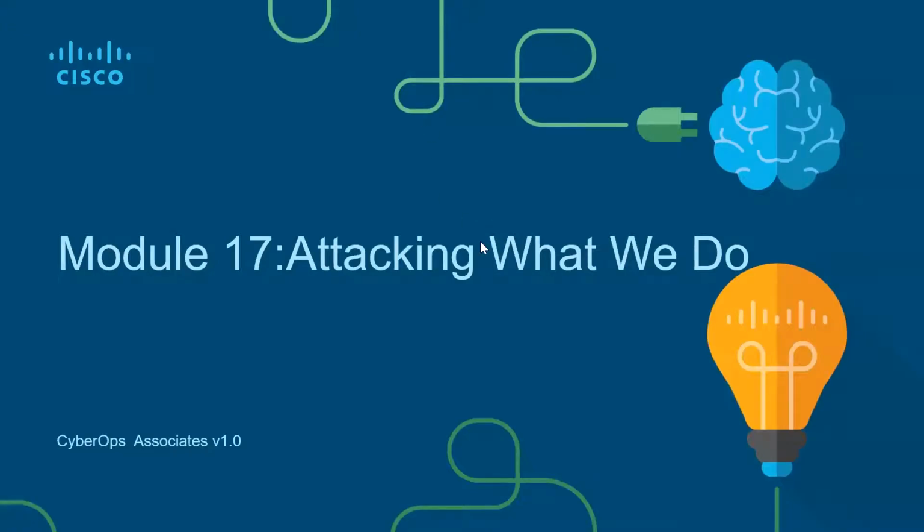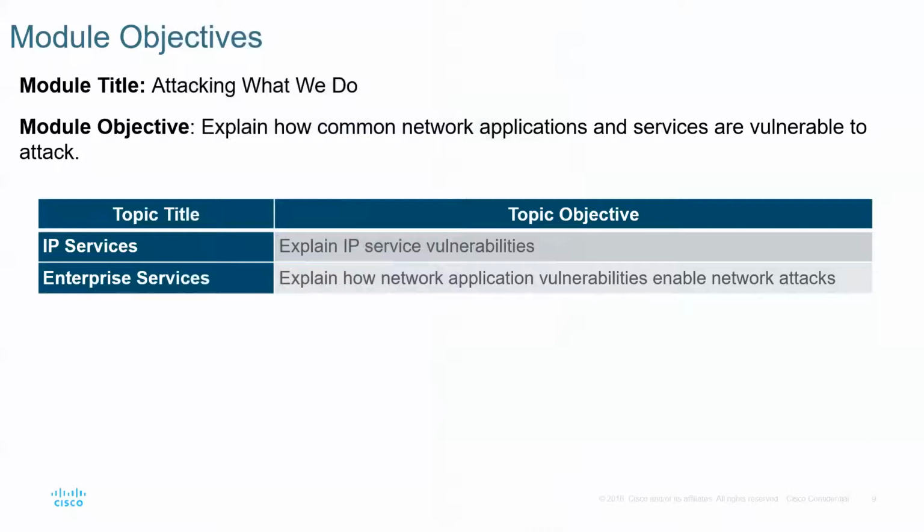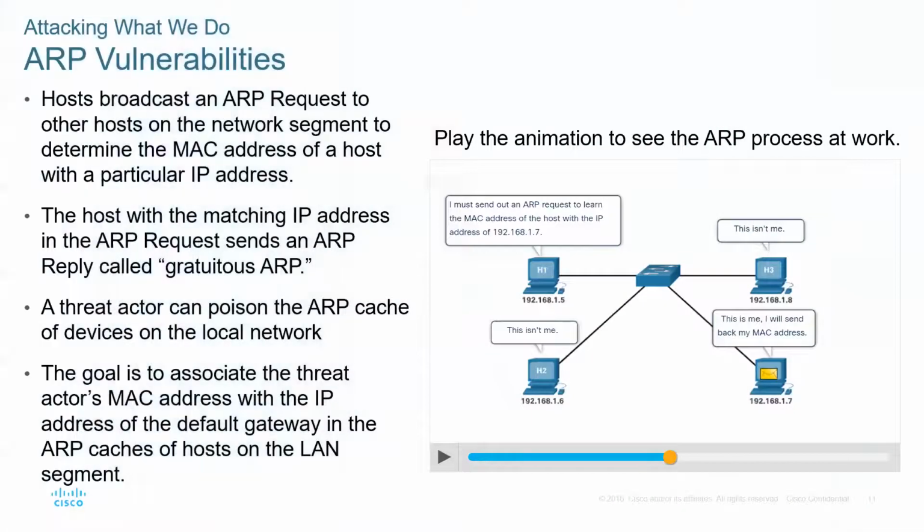All right, so we talked about attacks and the different types of attacks. Now we're going to see what we actually do on the network itself. This module is going to be explaining IP service vulnerabilities and how network application vulnerabilities can enable those attacks to happen. So, some different IP services that we have running.